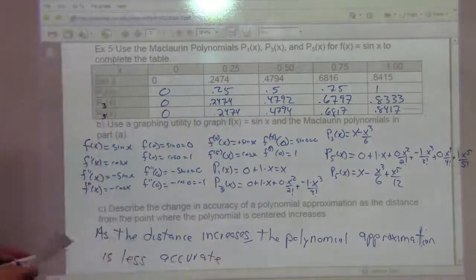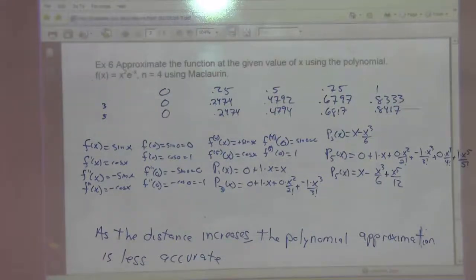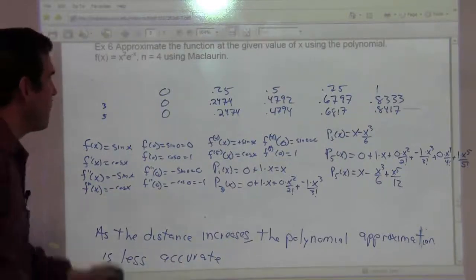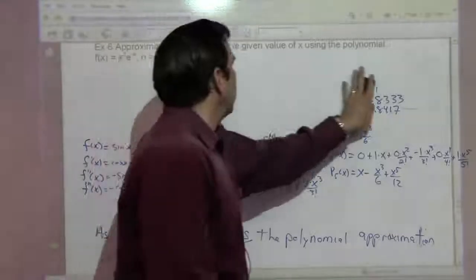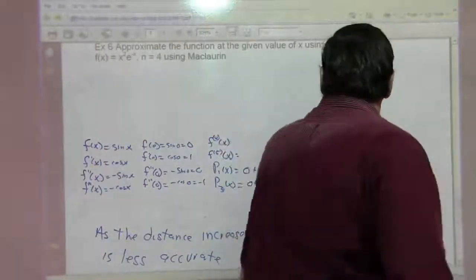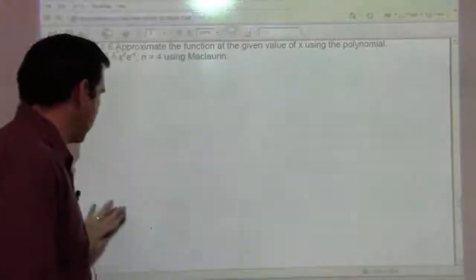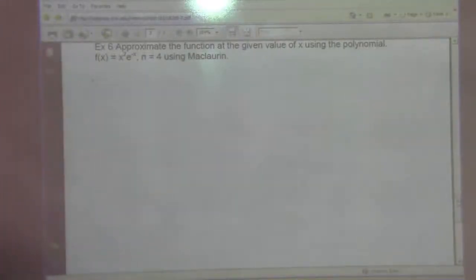Okay, that'll do it for example 5. I want to go on and hit example 6 here before we can end. So feel free to pause this. Approximate the function at the given value of x using the polynomial f of x equals x squared e to the negative x and n equals 4 using the Maclaurin.